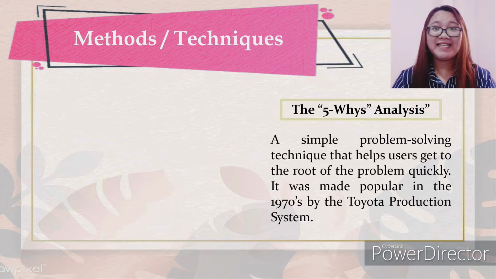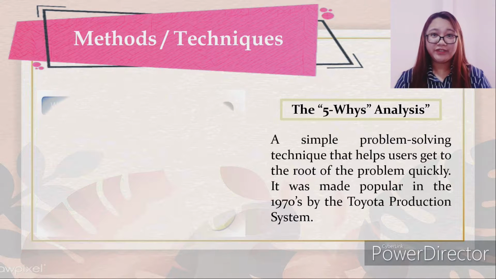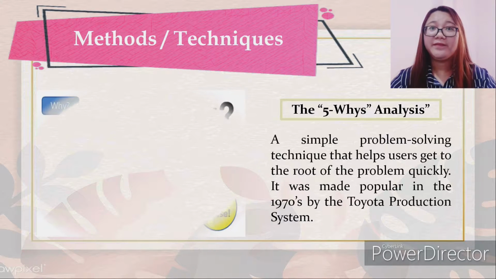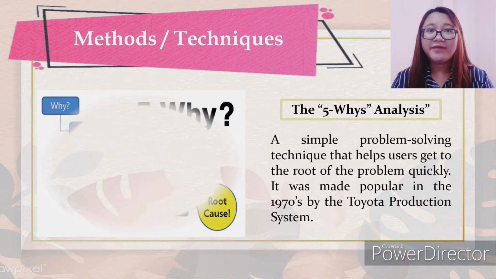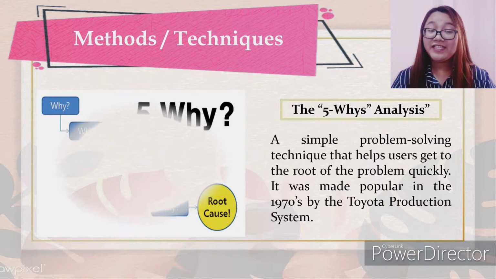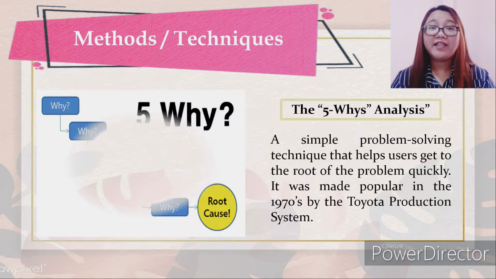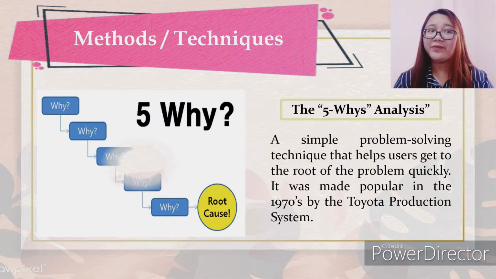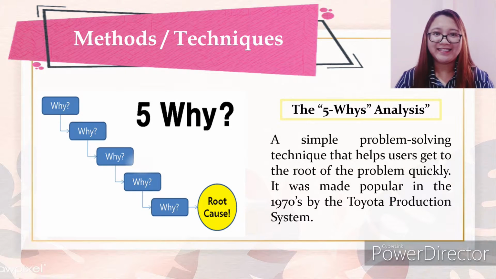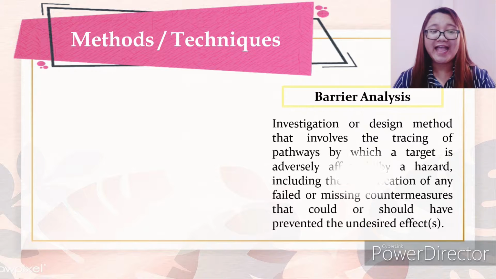For the methods and techniques, we have the 5 whys analysis. It is a problem-solving technique that helps users get to the root of the problem quickly. It was made popular in the 1970s by the Toyota Production System, and this strategy involves looking at the problem and asking why and what caused this problem. Often the answer to the first why prompts a second why, and so on, providing the basis for the 5 why analysis.